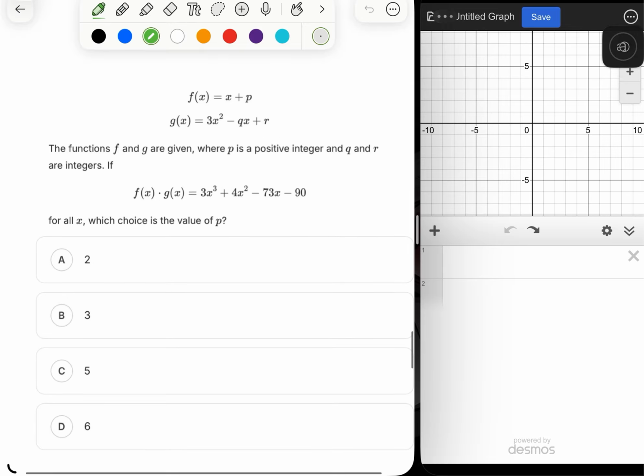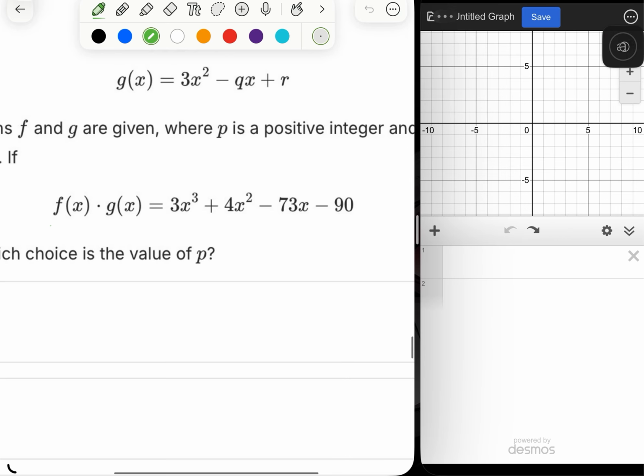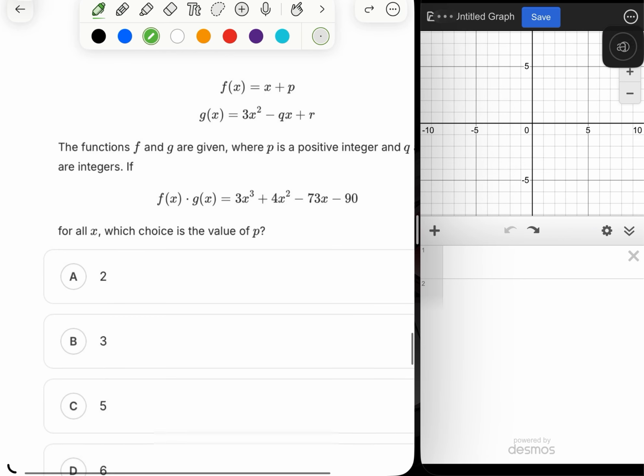Okay, so here we have two functions given, where p, q, and r are constants and they're integers. It tells us if this equation is true, which choice is the value of p.